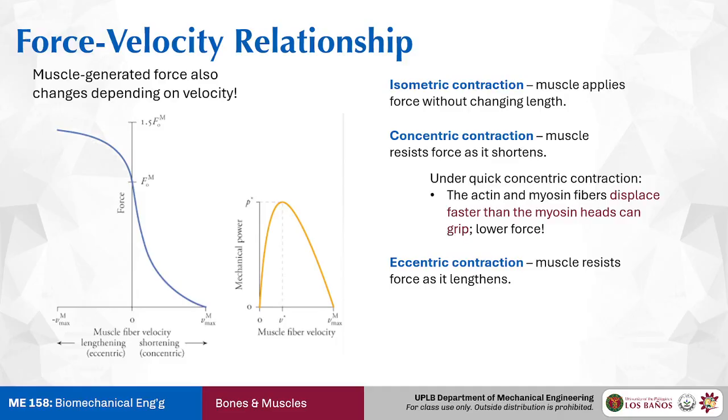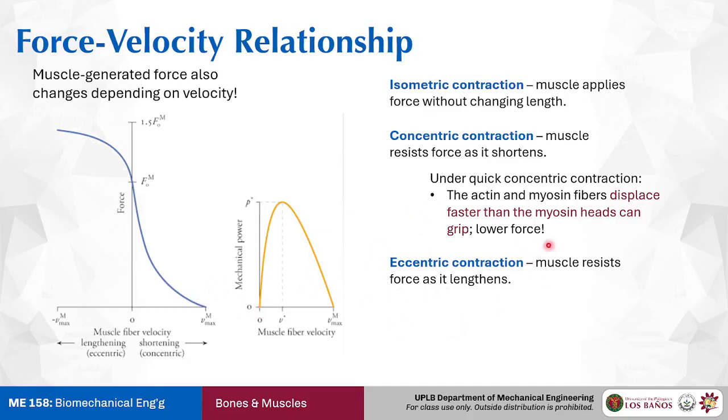So what's happening is that there's less force being transmitted when you're under concentric contraction. And the faster you contract the muscle, or rather the faster the muscle shortens, there's even less force being transmitted. Hence, we have this downward curve here for the force transmission.